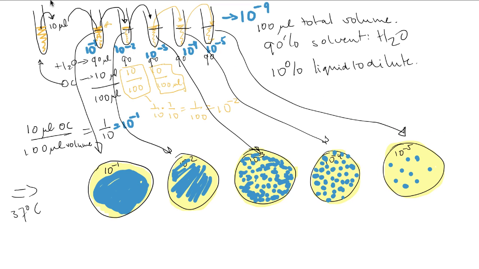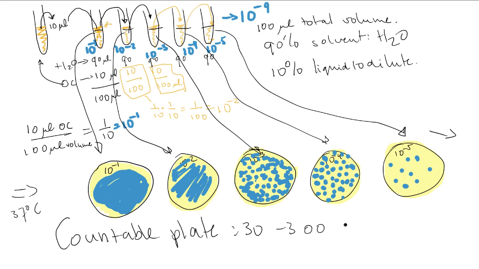And I could go on and make more dilutions, and every time it would get less and less and less. So which one of these can you use, can you count? This brings us to the concept of a countable plate. A countable plate is a plate that has between 30 to 300 colony forming units per plate.